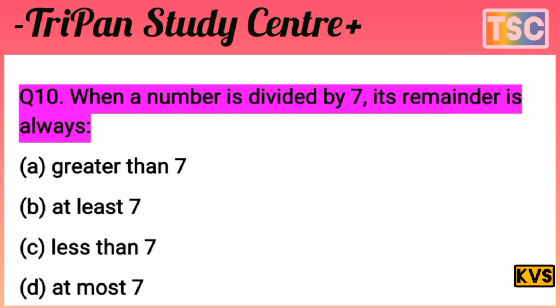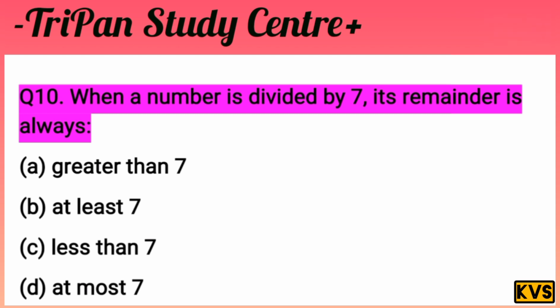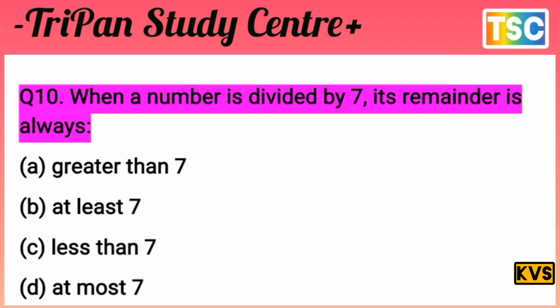But first of all, check your knowledge. I give you a few seconds to think about this answer. What is the correct option here? You must have a thought of your answer. Let's see what the answer for this question is. When a number is divided by 7, its remainder is always: greater than 7 is not applicable. At least 7 is the wrong answer. And C, less than 7, is the correct answer.